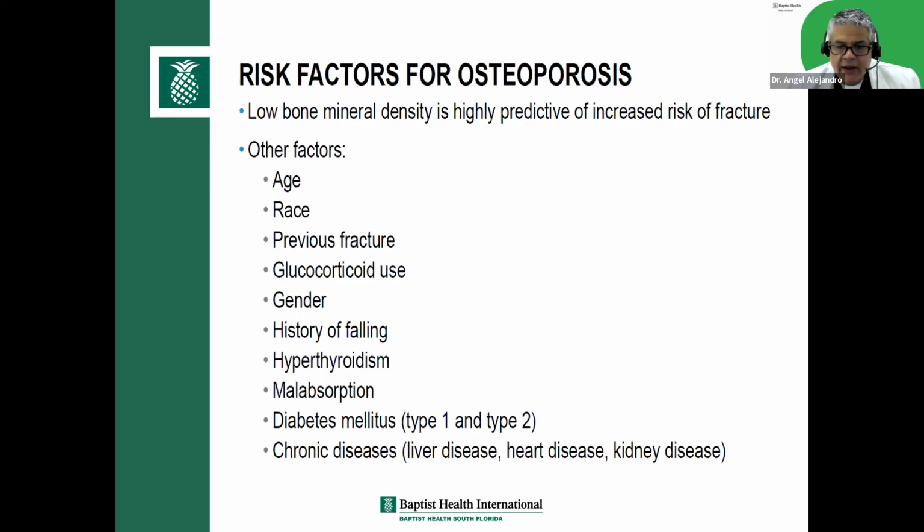Don't forget the hyperthyroidism. Type 2 diabetes, even type 1 diabetes, is associated with a higher risk of osteoporosis, and we'll talk about that in a little bit. And any patient with any chronic disease, liver, heart, or renal impairment, is at higher risk for osteoporosis.